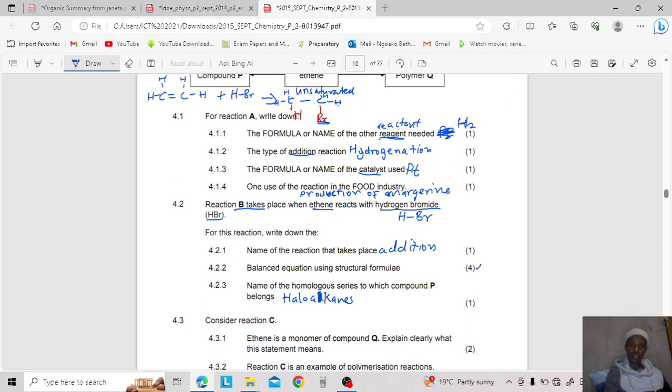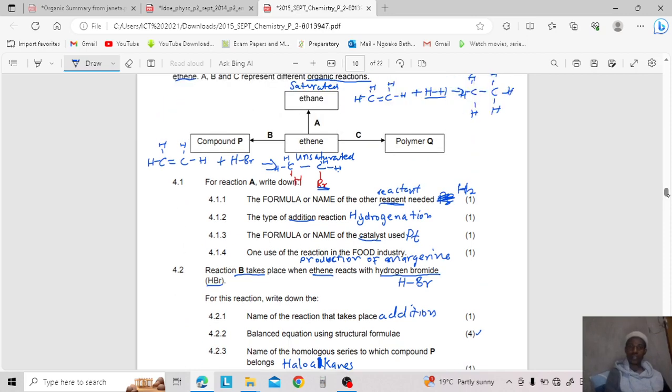Consider reaction C. Reaction C, they are saying ethene is a monomer of compound Q. Explain clearly what this statement means. So in this reaction, they are saying this one is a monomer of this one. So what do you mean by a monomer?